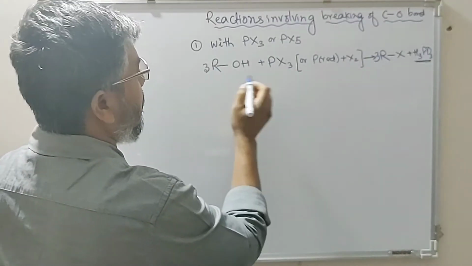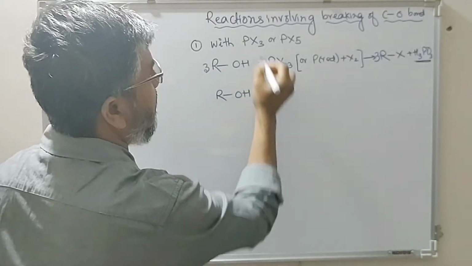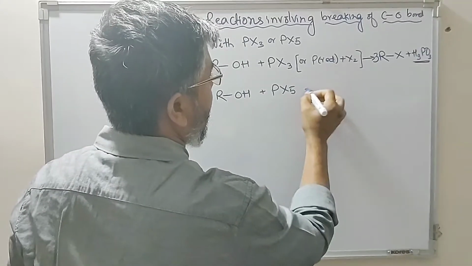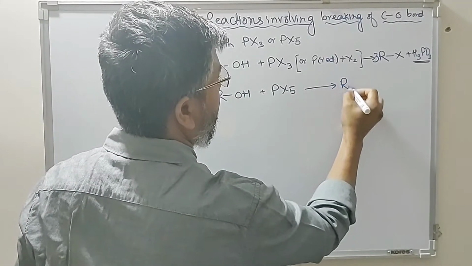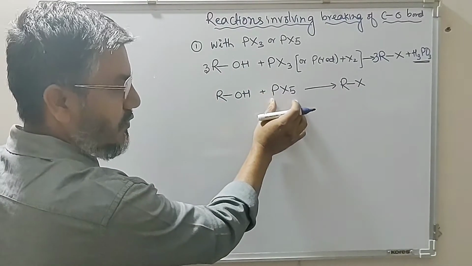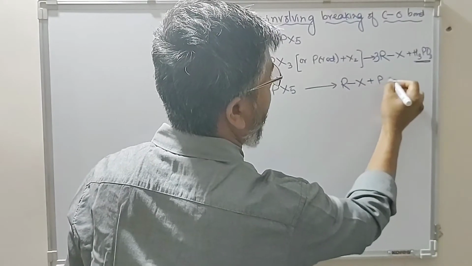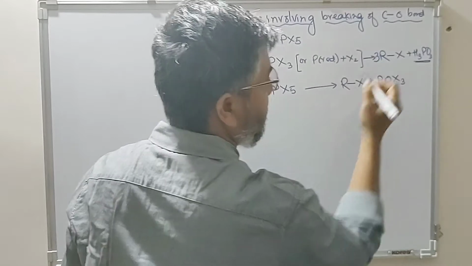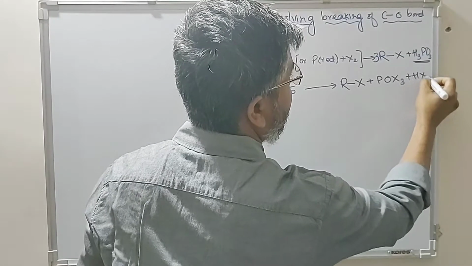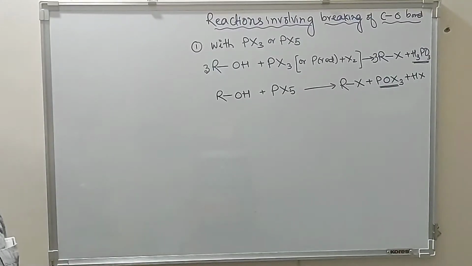Now, reaction with PX5, phosphorus pentahalide, gives you RX. 1 mole of alcohol reacts with 1 mole of PX5 to give you 1 mole of alkyl halide plus 1 mole of phosphorus oxyhalide, and HX is formed. So look at this, there is a difference in the byproduct.